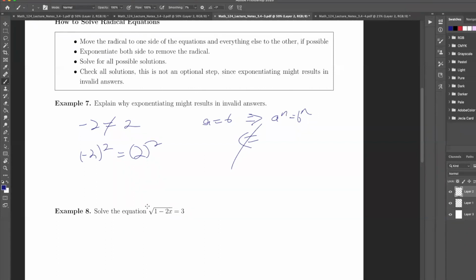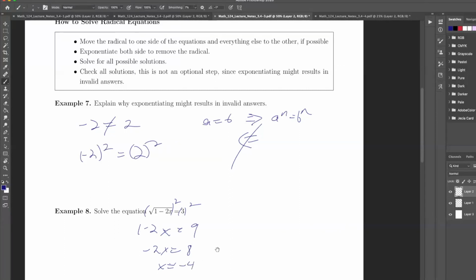All right, so we square both sides. The square root squared just means it's 1 minus 2x. Here we'll have 3 squared, which is equal to 9. So go ahead and move the 1 over. I have minus 2x is equal to 8. Then x is equal to 8 divided by negative 2, which is minus 4.